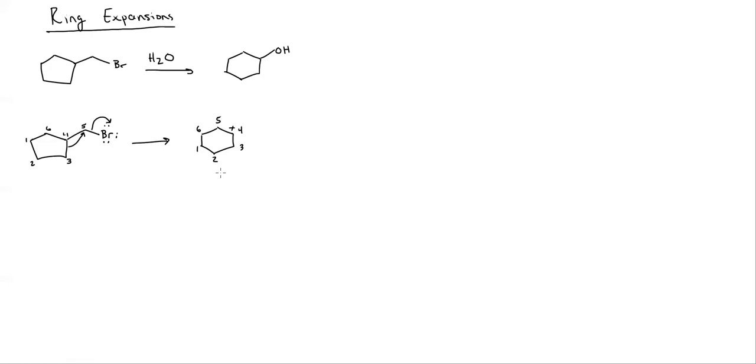That's all I'm doing. So now that I've done my ring expansion, my SN1 reaction is just going to continue as normal, right? So water is going to come in and it's going to attack the carbocation. And then I'm going to get this intermediate, right?